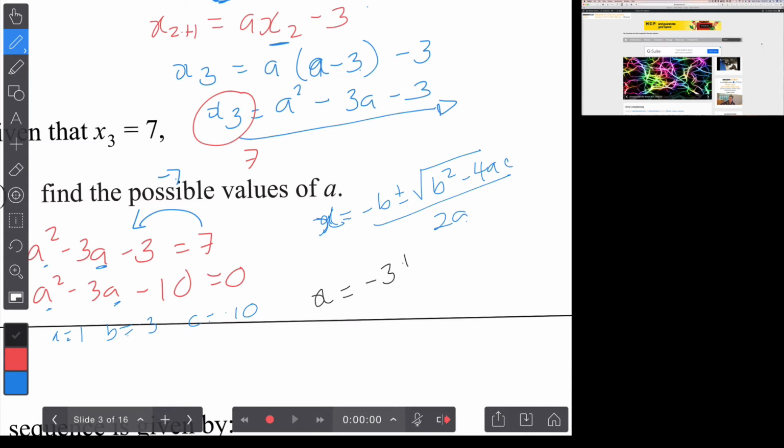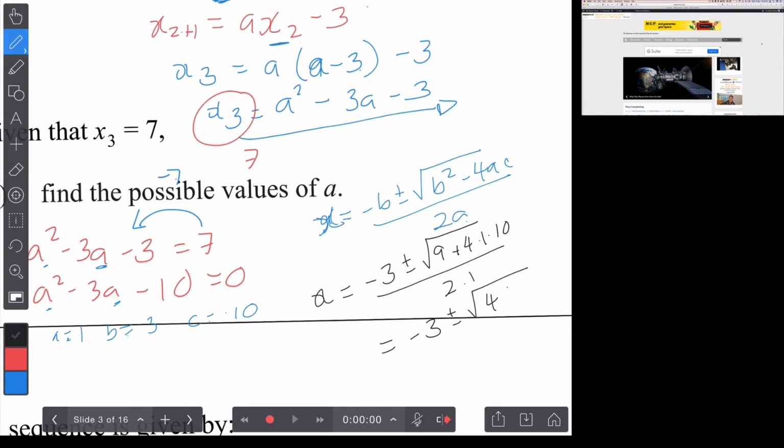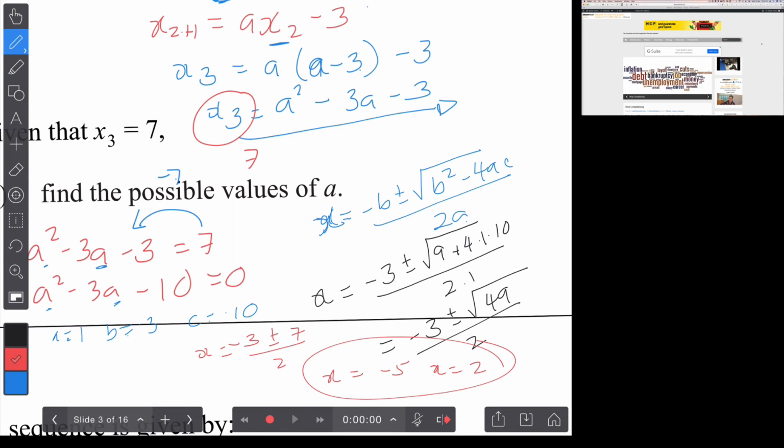minus 3, because it's minus b, plus or minus the square root of b squared, which is 9, minus 4 times 1 times minus 10, which changes that to a plus, divided by 2 times 1, because a is 1. So this is minus 3 plus or minus the square root of 49, brilliant, over 2, which basically translates to x equals minus 3 plus or minus 7 over 2. So x equals minus 5. Minus 3 plus 7 is 4, so x equals 2. Basically, these are the possible values of a, minus 5 and 2. Brilliant. So that's the end of it there.